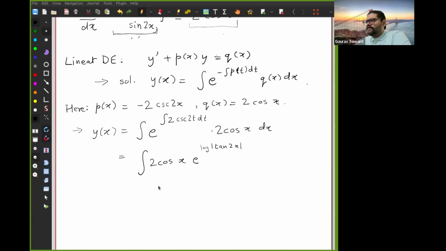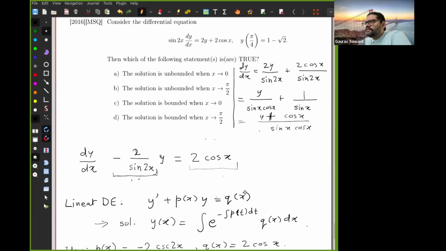Yes, so it is log tan x, correct. There is a certain thing that works. Log tan x, right, and then there is a dx. This e power log tan x will just come down and become tan x. But then this 2 cos x tan x will convert to twice sin x. And it just becomes minus 2 cos x plus c.